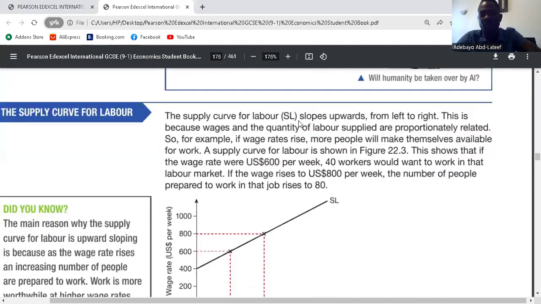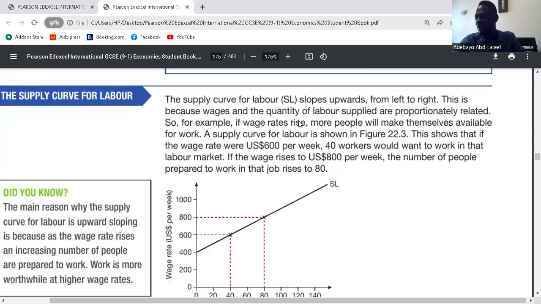So go to the supply curve for labor. What is supply of labor? Supply of labor is the number of workers making themselves available for a job at a given wage rate. You get the supply for labor. Supply of, demand for. You get it?